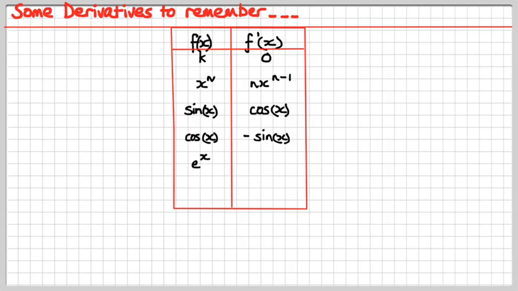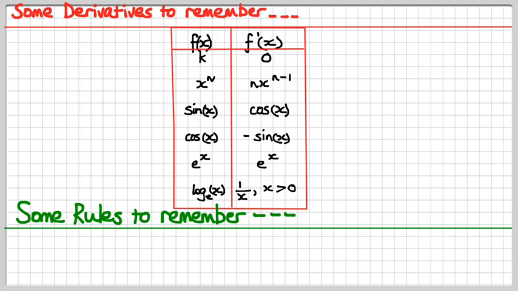E to the x has the derivative of e to the x, which makes it a very special little beastie indeed. The derivative is the same as the function. Log x, last cab off the rank, has a derivative of 1 over x. You can't have the log of a negative number, and you can't have log of 0, so x has to be greater than 0.